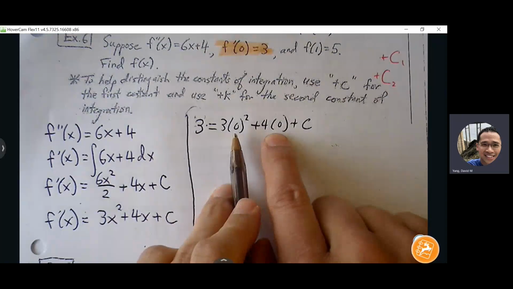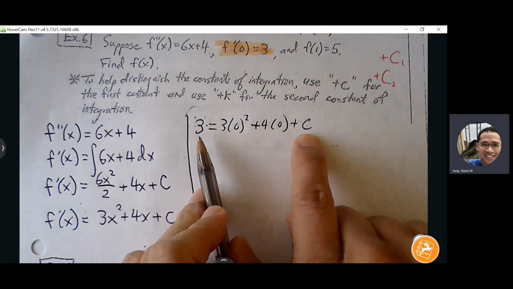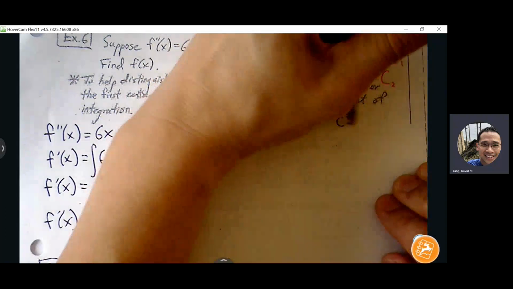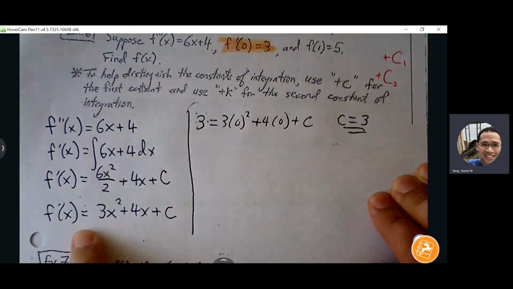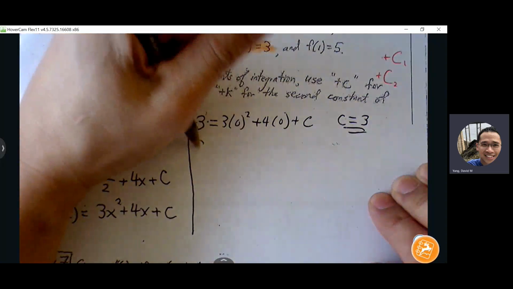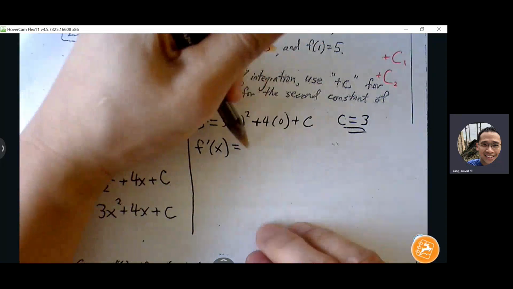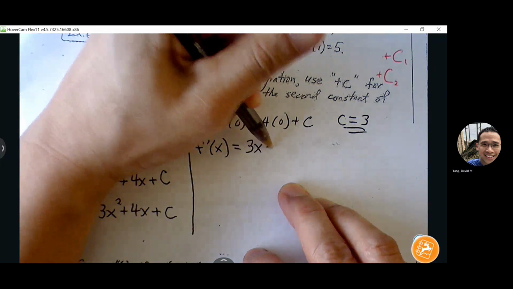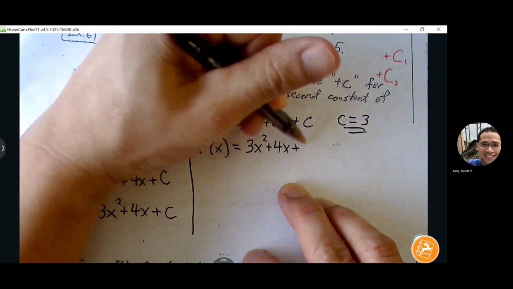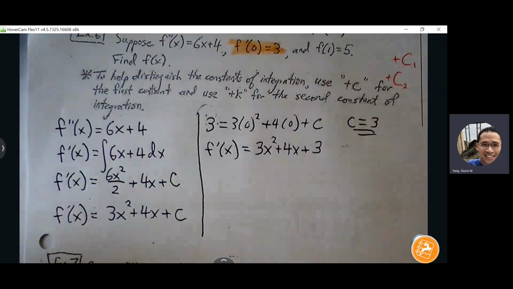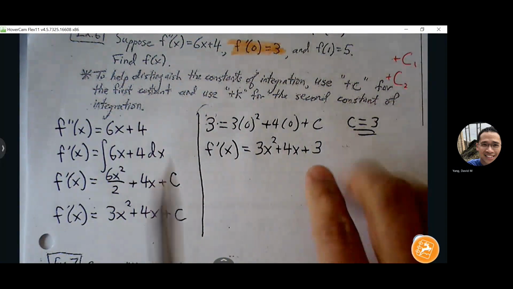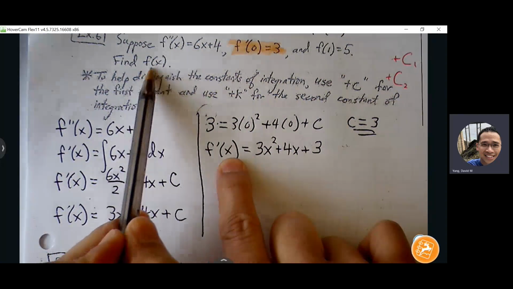Okay, the zeros are nice because c is just equal to what? 3. Now, once you find your c value, go ahead and update your f prime so that we can prepare ourselves for the next level up. Okay, so we're halfway there, but we're trying to make our way up to what?